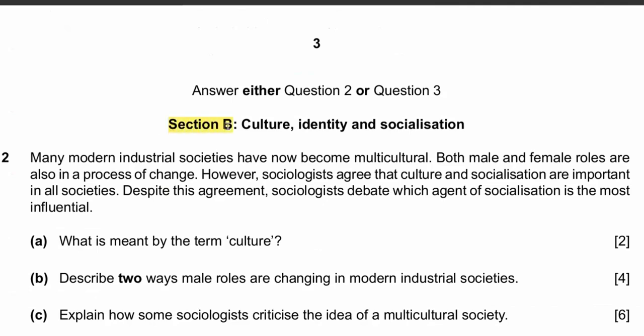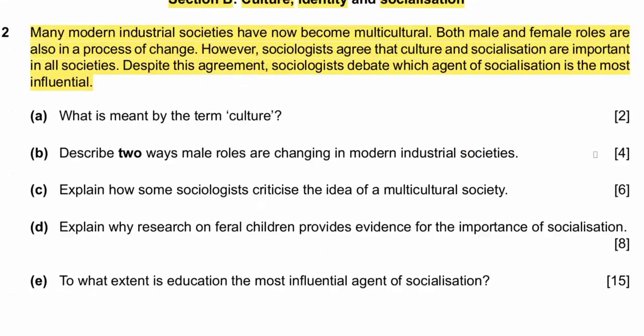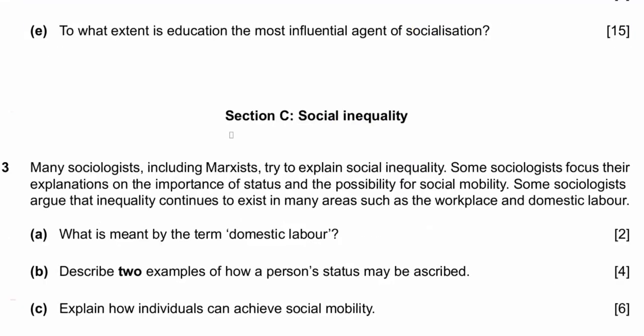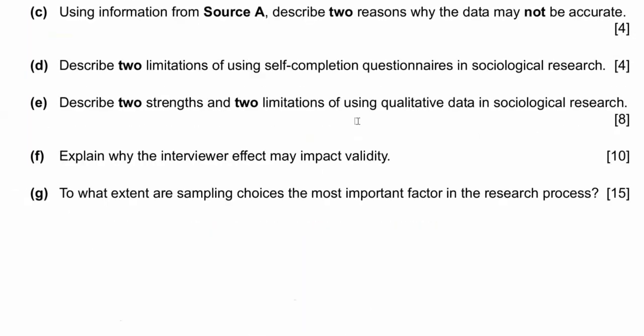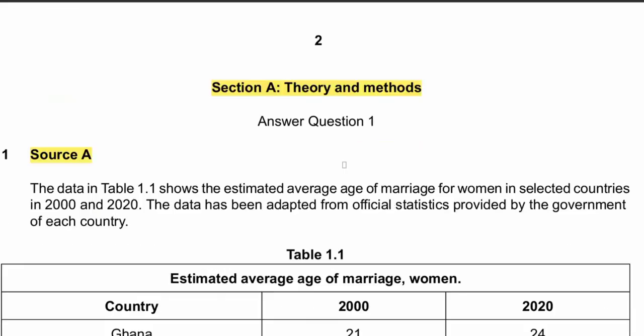On the next page, you will find section B, which comes from culture, identity, and socialization. Again, you will get the source here. At the end of the source, you will have relevant questions with the mentioned marks, and you have to answer all the given questions as per the marks. In section C, you have the source with the relevant questions, and it comes from social inequality. So this is how you have to prepare for paper number 1. These are the chapters mentioned in the curriculum.